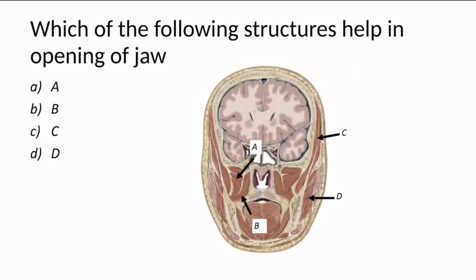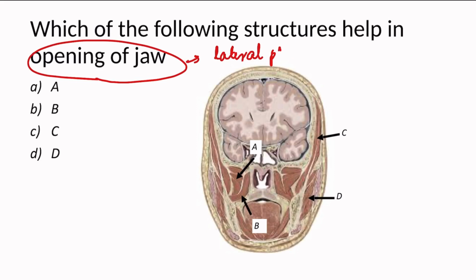Which of the following structures help in opening of jaw? So before discussing which of the following structures help in opening of jaw, we should know which is the muscle that helps in opening of the jaw. That is lateral pterygoid muscle. Okay. Now let us identify these muscles.